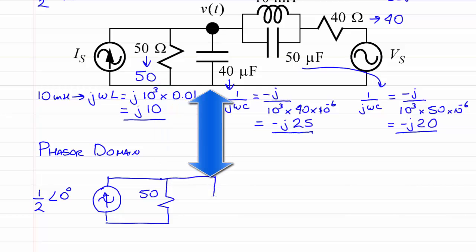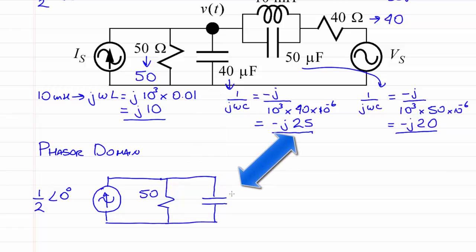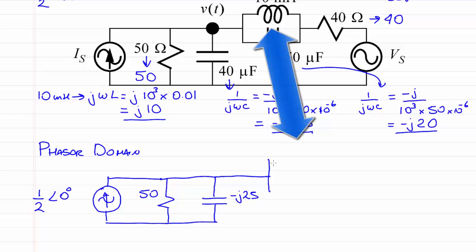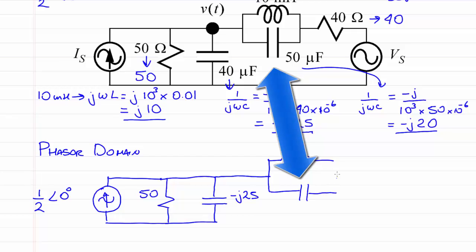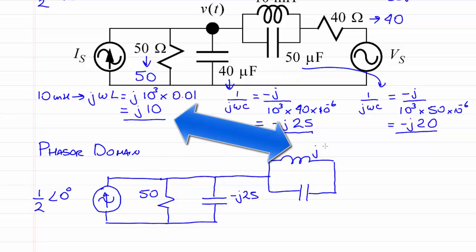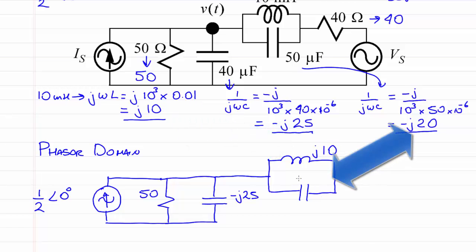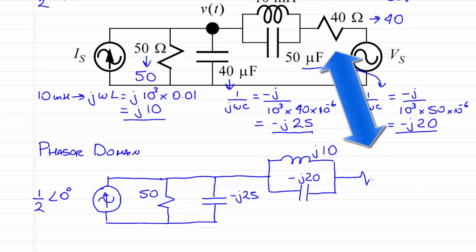And that's in parallel with a capacitor. Now, when we put the capacitor down, we put the capacitor symbol, and we put minus J25. You'll notice that the minus J indicates that this is a capacitor, and we also have a symbol of a capacitor, so it's somewhat redundant, but it certainly helps us keep it straight in our minds what it is we're looking at. Moving on, we've got our inductor in parallel with another capacitor, and the inductor we found was a value J10, and the capacitor down here was minus J20, and that's in series with our 40 ohm resistor.